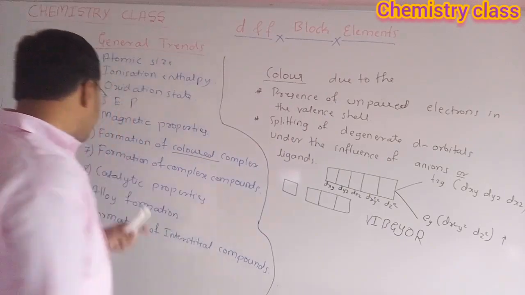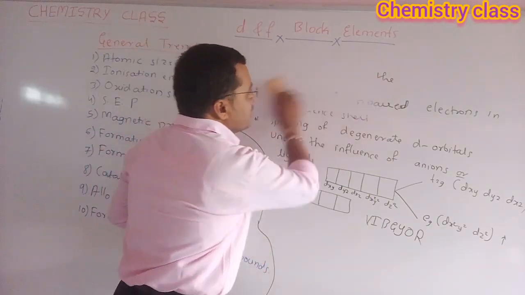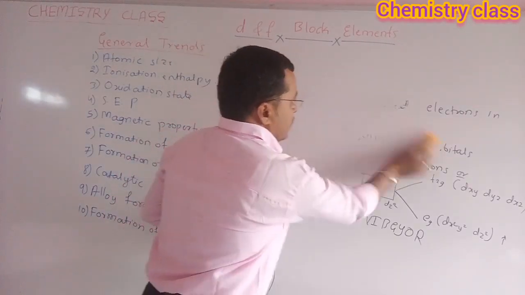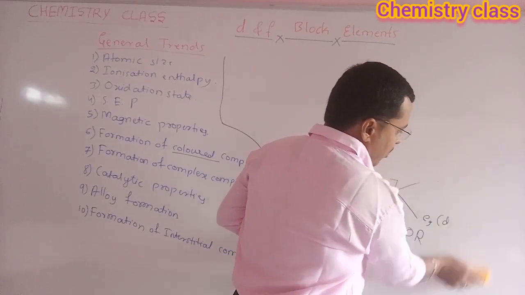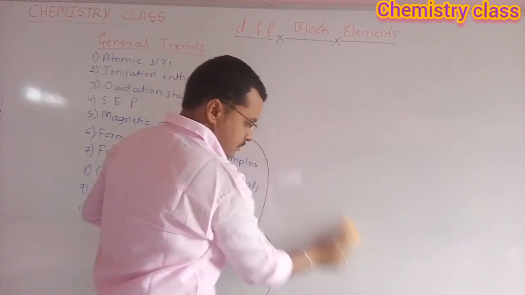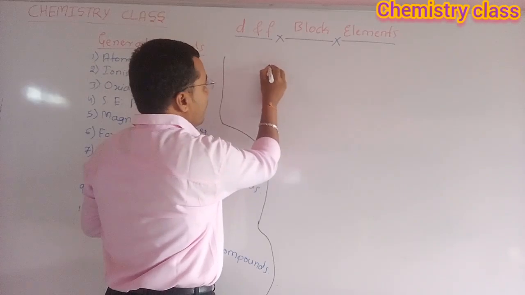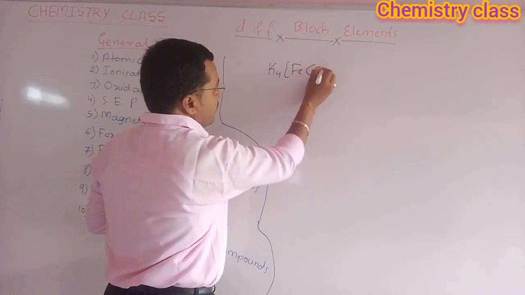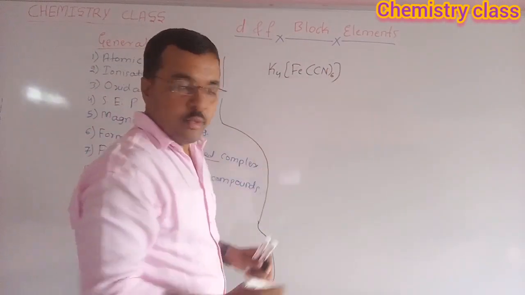And next property, formation of complex compounds. Complex compounds are not simple compounds; they are complex in nature. For example, K4[Fe(CN)6]. This is a complex compound.